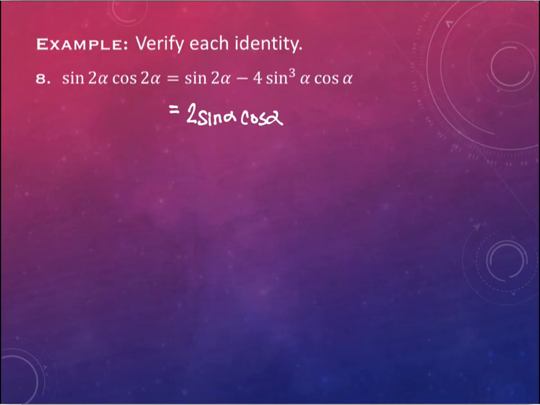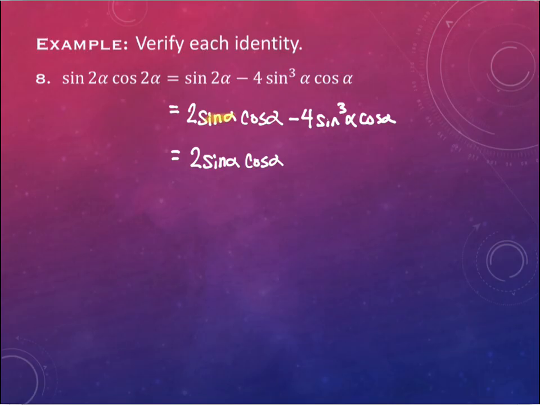Okay, all good? I'm going to leave the second part the same: negative 4 sine cubed of alpha cosine of alpha. And I'm going to use that same trick that we used on the last one. There's a lot going on. Is there anything that I can factor out? 2 sine alpha cosine. Yep. So there's a sine and a cosine and a 2 in both pieces, right?